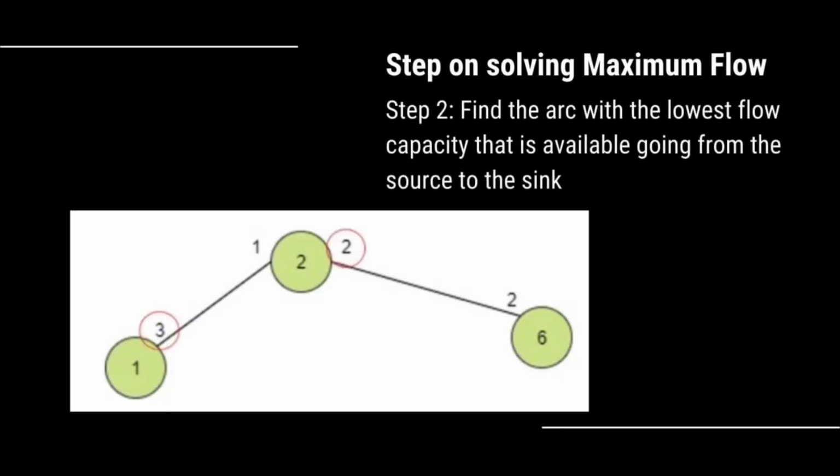After choosing a path, let us start with step 2. Find the arc with the lowest flow capacity that is available going from the source to the sink. And in this path, we have the 3 and 2 for the choices. And we will choose the 2 because the 2 is the lowest.